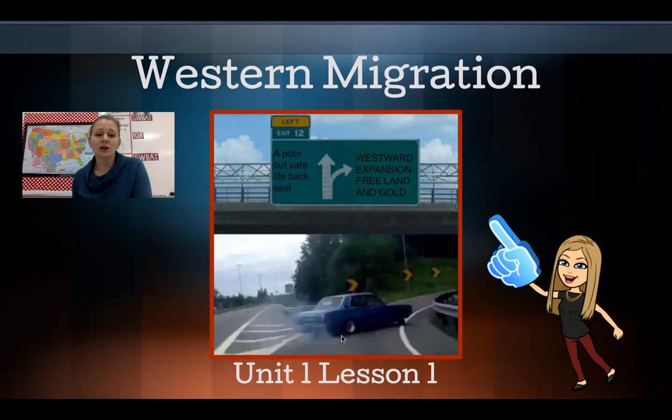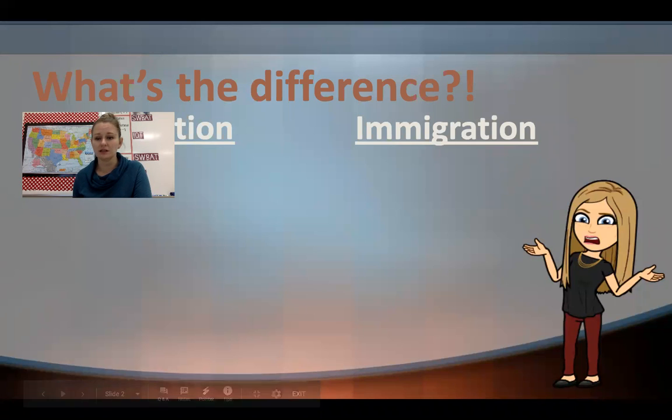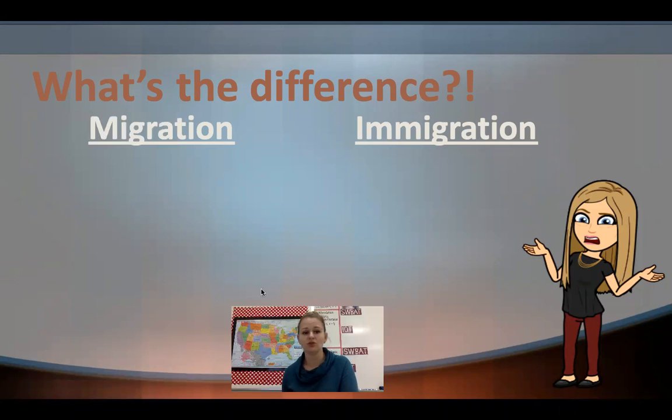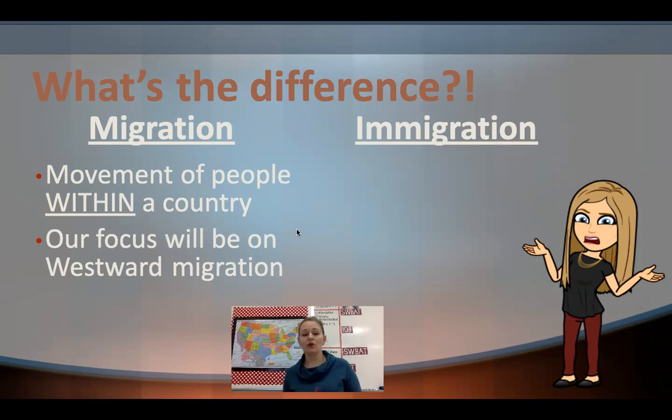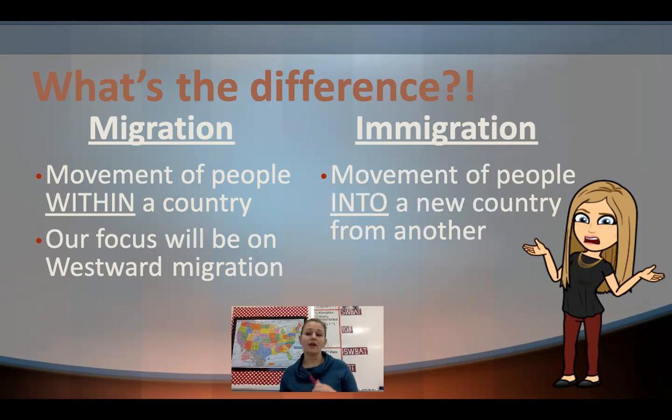So Western migration, of course, is going to be the movement of people. But in order to discuss this, we need to talk about the difference between migration and immigration. We know that immigration is when people leave one country and move to another country. Migration is the movement of people within that country. So that's what we're going to be focusing on today. We'll talk about immigration, the movement of people into a new country from another, later in this unit.